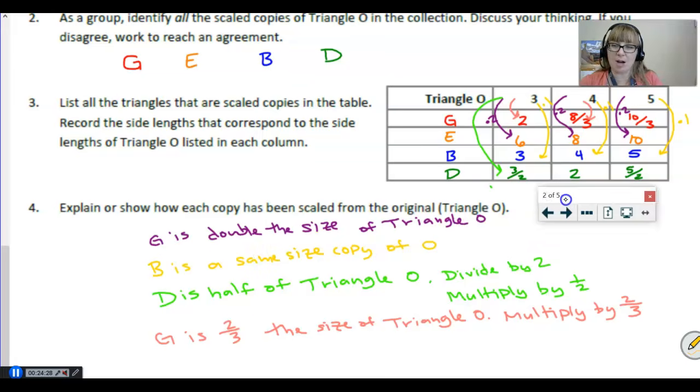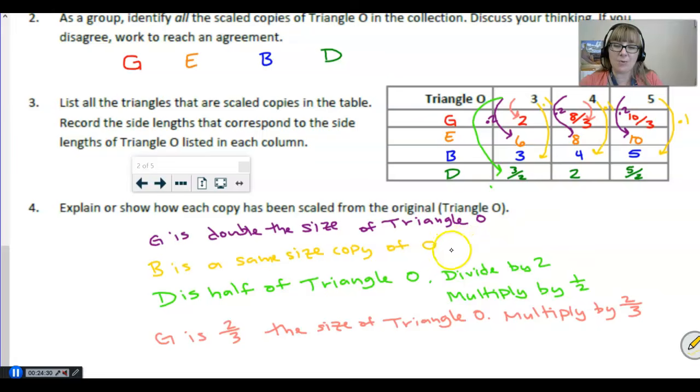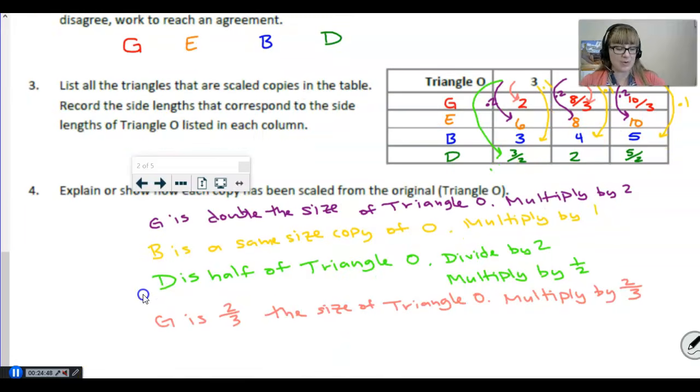I'll add those same type of notes here. B is a same size copy of O. That means that we are multiplying by 1. And E is double. That means that we are multiplying by 2. That gets us into this new concept, this new idea called scale factor. So when I'm talking about scale factor, and this will come up again in just a second, but write this down. Scale factor is the number that we multiply by.